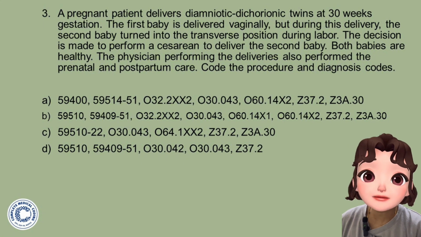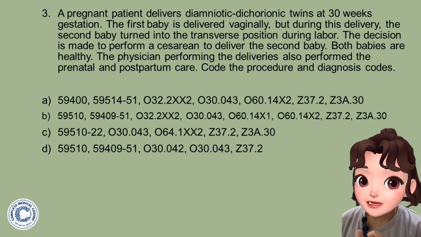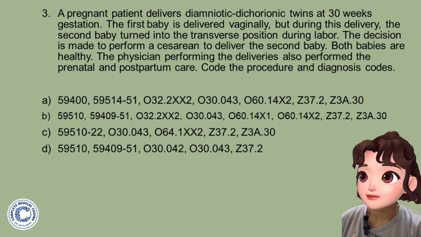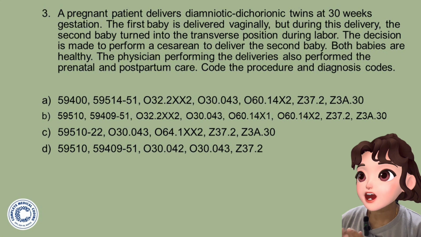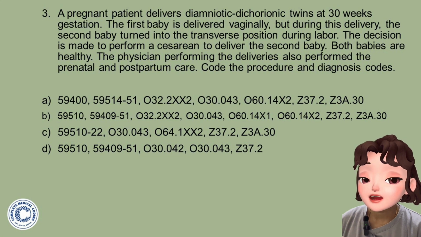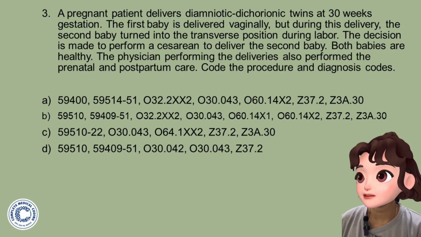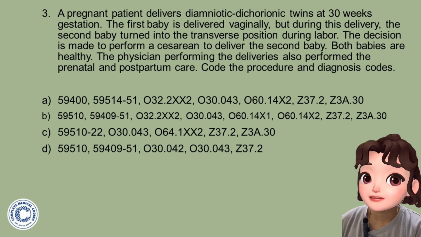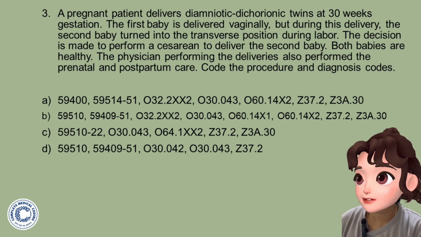So, what all things do we have to code? We have to code the twin pregnancy, the number of gestation, and the transverse position because the second baby has turned transverse. Then we have to code the delivery, first delivery vaginally and second delivery cesarean. All these codes should be included in the answer.